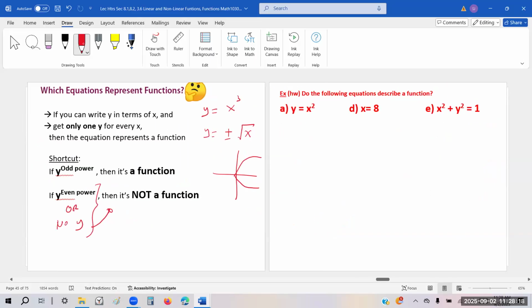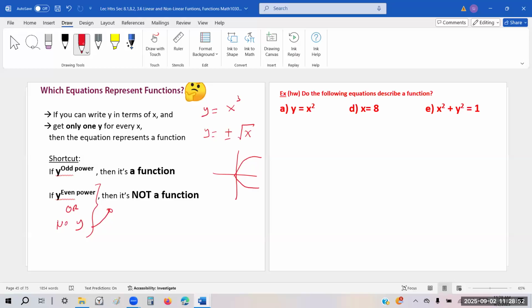Example. A. What do you think A is? A function or not a function? Why not? What has even power? But what the ruling says, only look at the y. We don't care about that. So y has to have odd power to be a function.